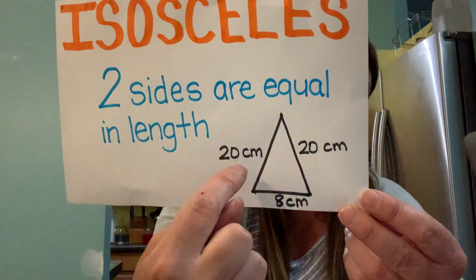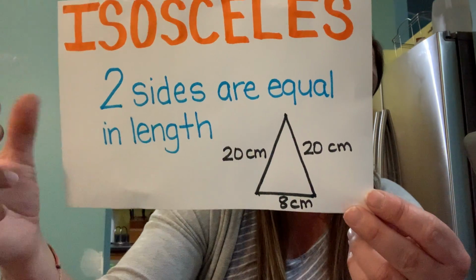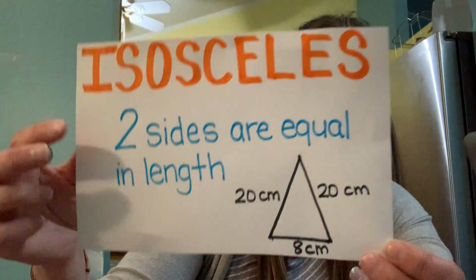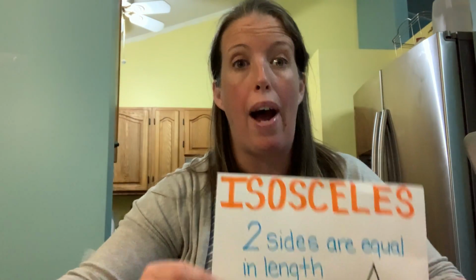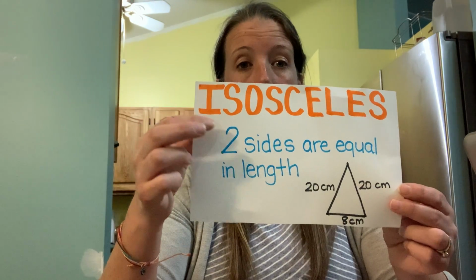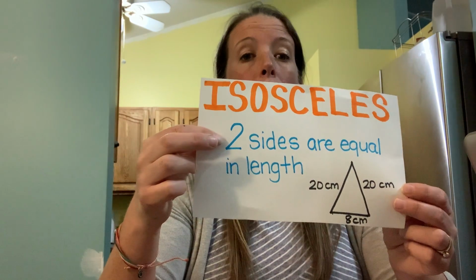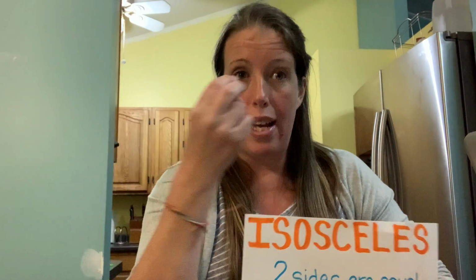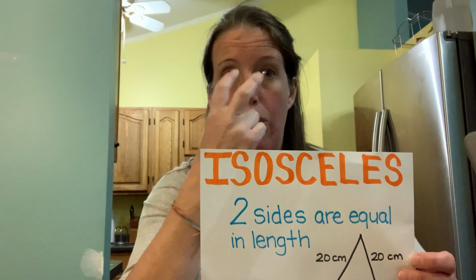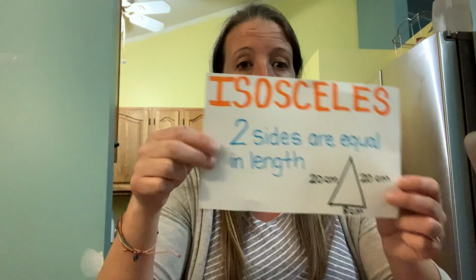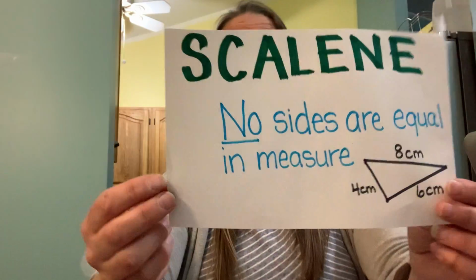So since it's not the same as my two others, I can't call this an equilateral triangle, but I give it the name isosceles. And a quick little hint, how I always remember isosceles is two sides. The word isosceles, I think of my two eyes. So isosceles, two sides equal. Isosceles, two sides equal.